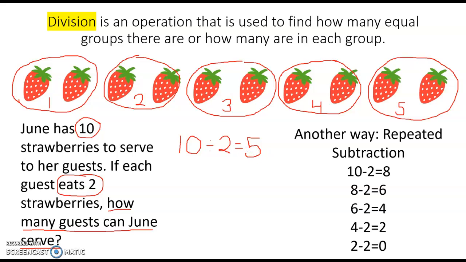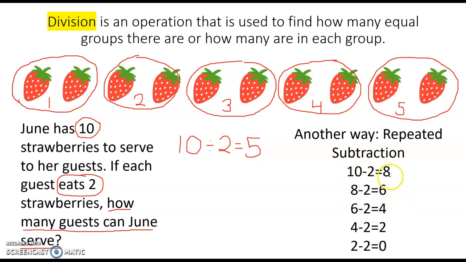Let's look at another way. We can do repeated subtraction. So we're starting with 10, and we're taking away 2 because each guest is eating 2. So here's the 2 that guest 1 is going to eat, guest 2, and so on. So repeated subtraction. We start with 10, we take away 2. There's 8 left.